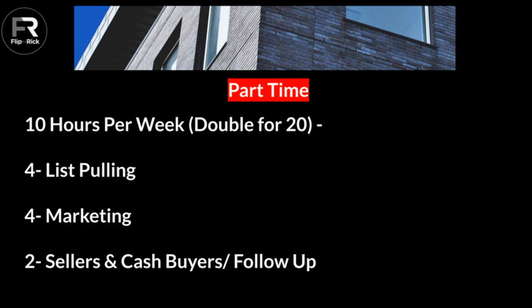Let's break down the split here. For 10 hours a week, this is the split. If you're working 20, just double these numbers. I really like a 4-4-2 split. It's kind of an 80-20: 20% on appointments, cash buyers, and following up, and then 80% actively on the marketing side. So if you have 10 hours, 4 hours for list pulling, 4 hours for cold calling, marketing, or driving for dollars, whatever you want, and then 2 hours for sellers and cash buyers, following up.